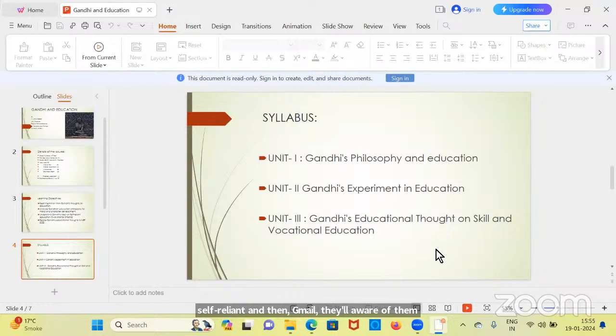The third unit is Gandhi's educational thought on skill and vocational education. Through this unit, Gandhi's ideas are reflected especially in rural development. Rural development involves local needs, and these needs can be addressed through skill-based education. Along with that, this skill education is also connected to NEP 2020. So this is the syllabus for Gandhi and education.